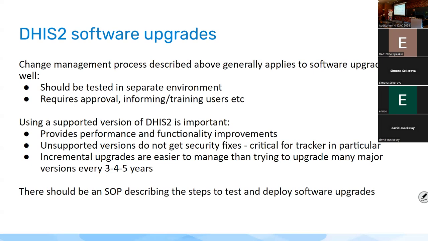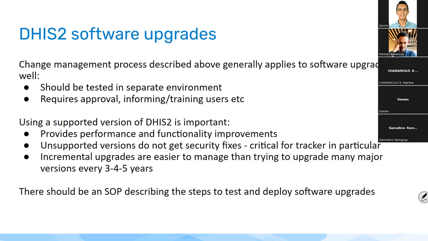Just highlighting some things, it is a challenge that many implementations are using unsupported versions of DHIS2. And that's a problem because, the obvious, they miss out on new features, new performance improvements, etc. But it's also problematic because of security fixes. For example, if you have a tracker implementation using a DHIS2 version that doesn't get security fixes, that's a problem. And I would say it's also easier to continuously implement smaller changes than waiting 5 years and then trying to jump 10 versions where there are really major changes to the database schema and to all the apps, etc.